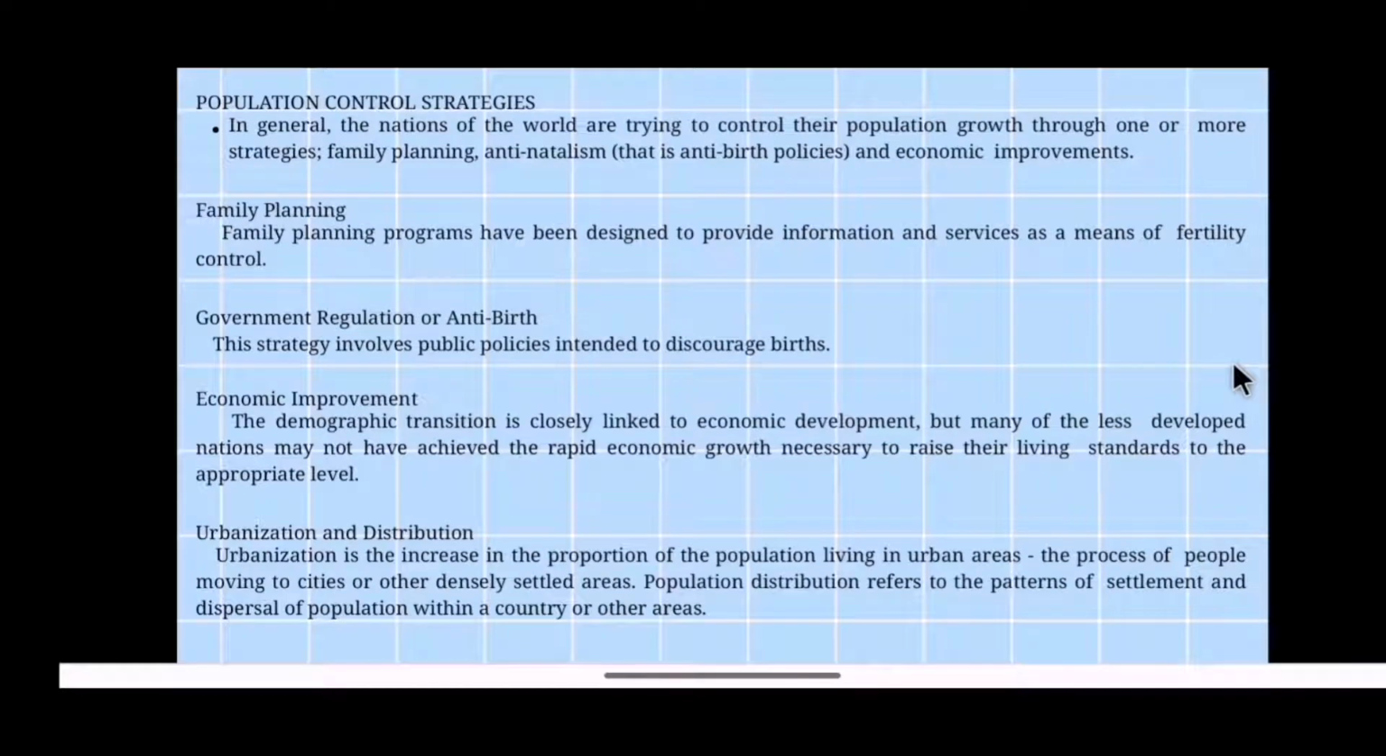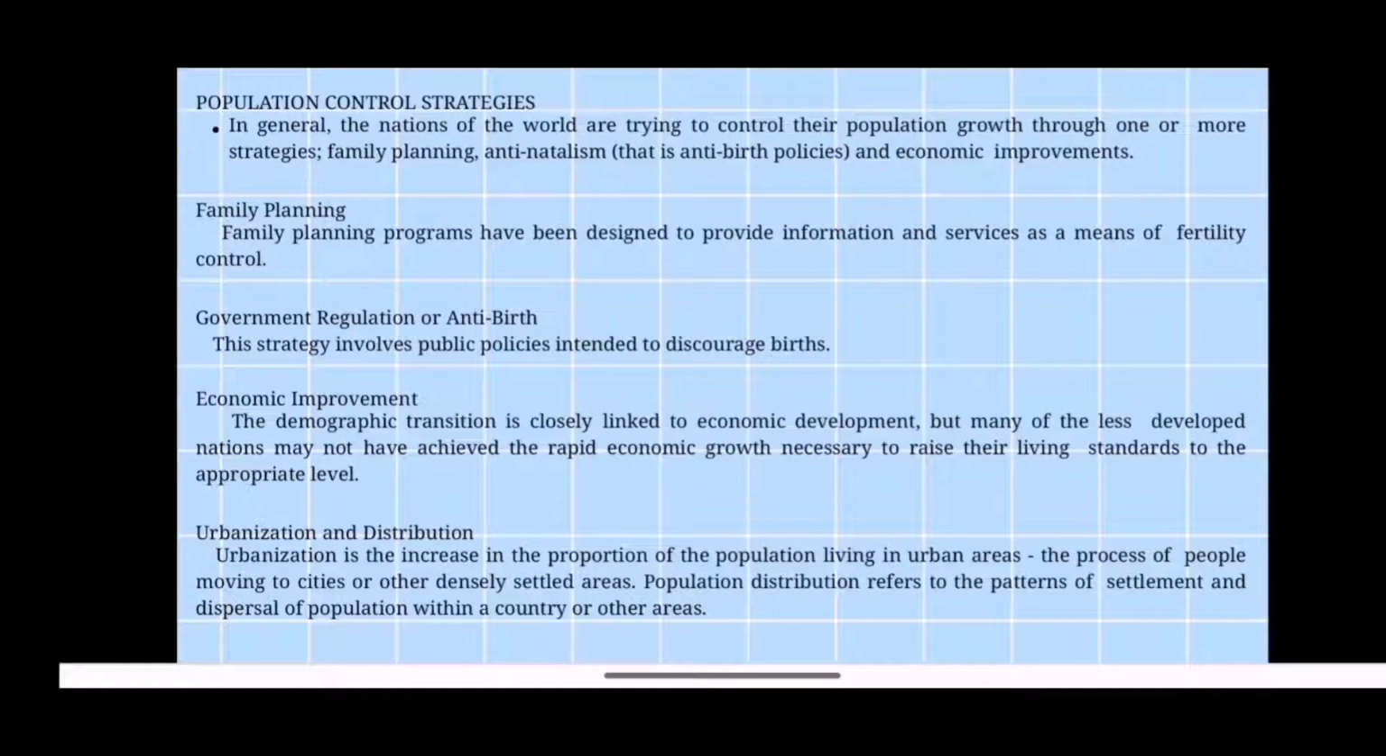And now, let's talk about the population control strategies. In general, the nations of the world are trying to control their population growth through one or more strategies, like family planning, anti-natalism, or that is the anti-birth policies, and economic improvement. First is the very common one, the family planning.